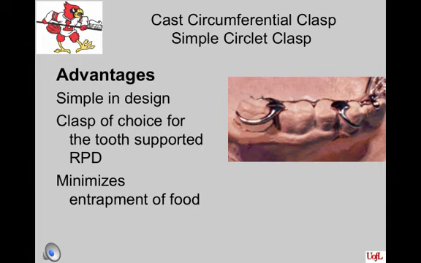It's very simple in design. It is the clasp of choice for the Kennedy Class 3 and 4 tooth-supported removable partial dentures because of its excellent retention and reciprocation. It adapts to the tooth closely, so it minimizes tooth entrapment as compared to the infrabulge clasp.